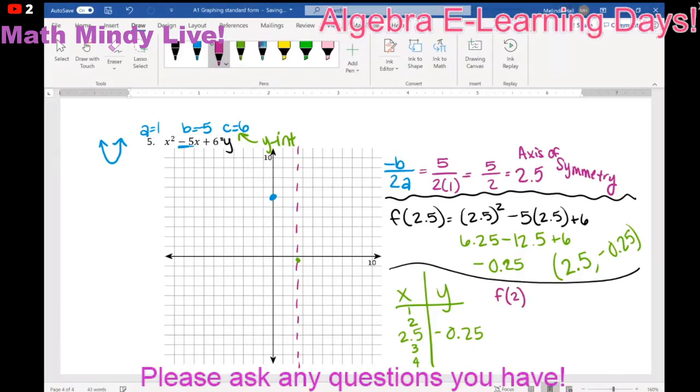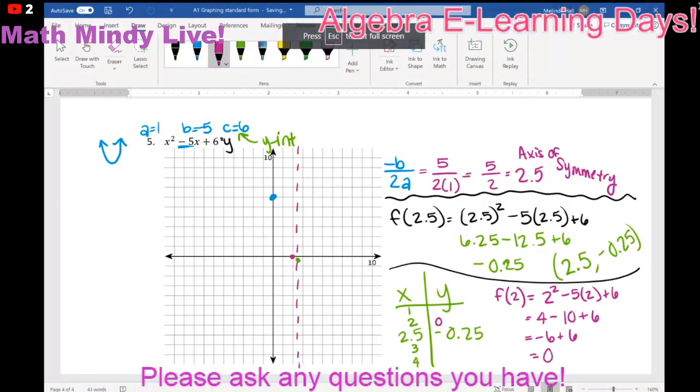So f of 2 would be 2 squared minus 5 times 2 plus 6. And so then 2 squared is 4, negative 5 times 2 is negative 10, and then plus 6. And then 4 minus 10 would give us negative 6 plus 6, which would just be 0. And so then at 2, we'd be at 0.